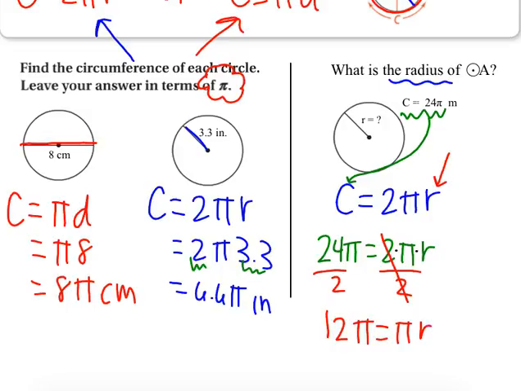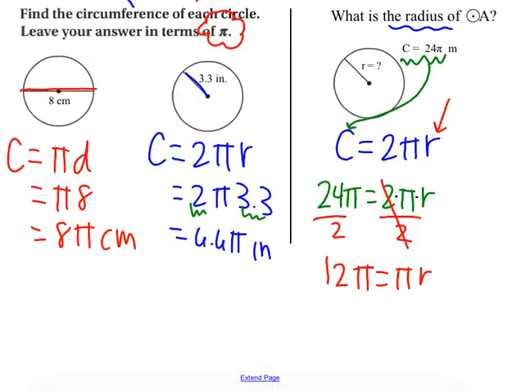Okay, remember, pi is just a really special number, so how can I get rid of multiply by pi? Divide by pi. That goes away, this goes away. So now I'm just left with 12 equals r, which is my radius. So 12 meters.